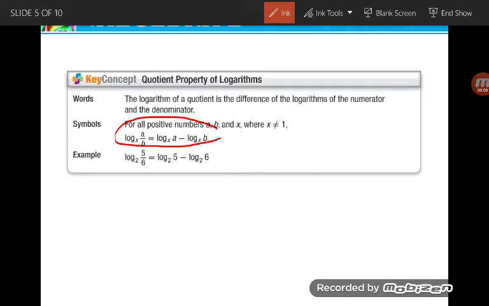We have log a over b for base x. It's converted to log a for base x minus log b for base x. For example, if you have log 5 over 6 for base 2, you can convert it to subtraction, and the opposite. If you have log 5 for base 2 minus log 6 for base 2, you can convert it to division. It will be only one log for base 2, and it will be 5 over 6.